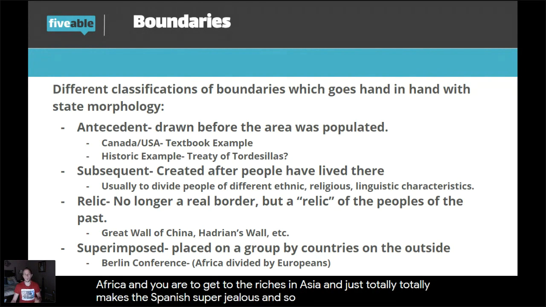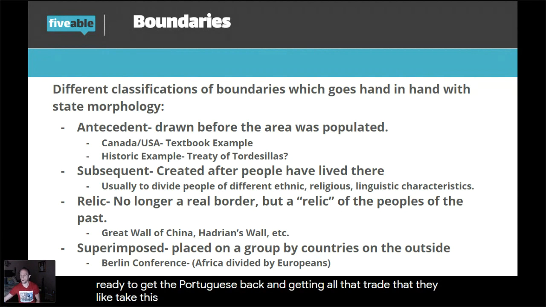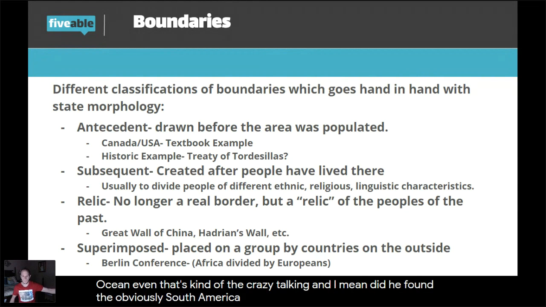And so they're so crazy and ready to get the Portuguese back and get in on all that trade that they take this Italian dude, Christopher Columbus, and say, we'll go ahead and sponsor you to go across the Atlantic Ocean. That's kind of the crazy talking. And when he did, he found obviously South America, and really the Americas. And nobody knew how big the Americas were.